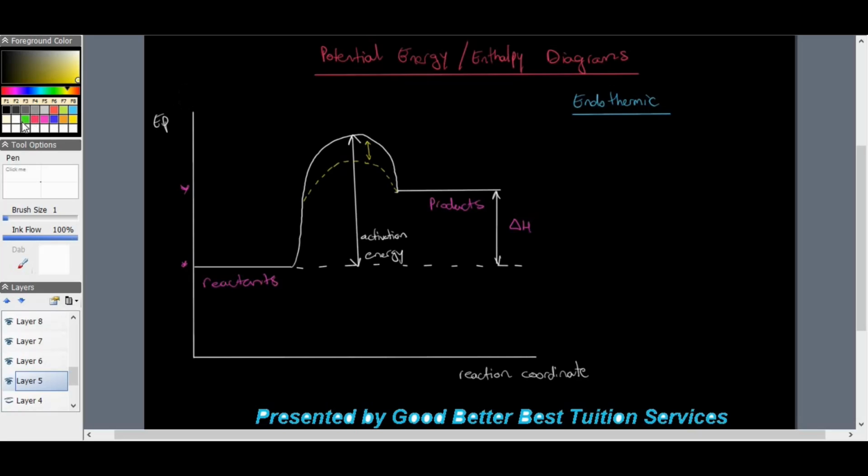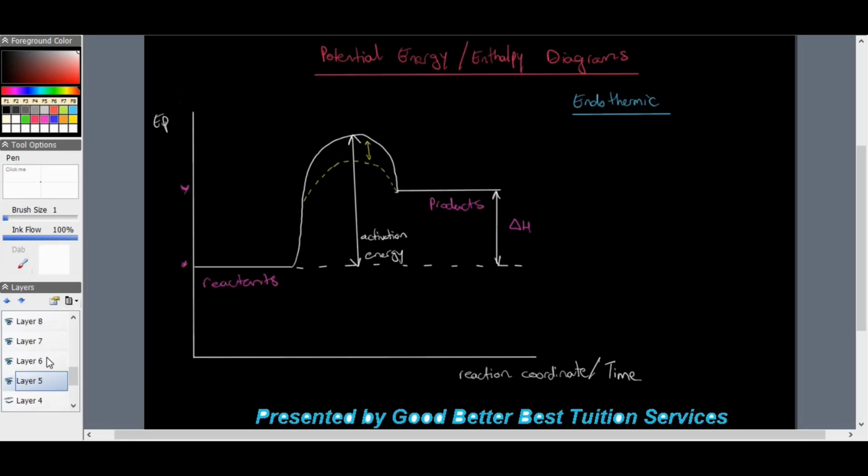Something else I just want to share with you is that another name for reaction coordinate is also time, or the time taken for the reaction to happen. Usually time or reaction coordinate is a suitable name for the x-axis of this diagram.